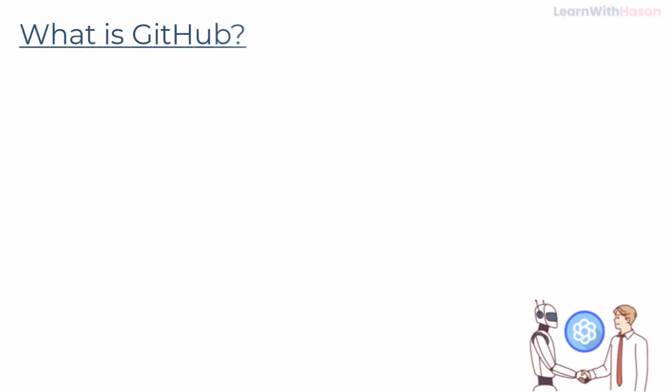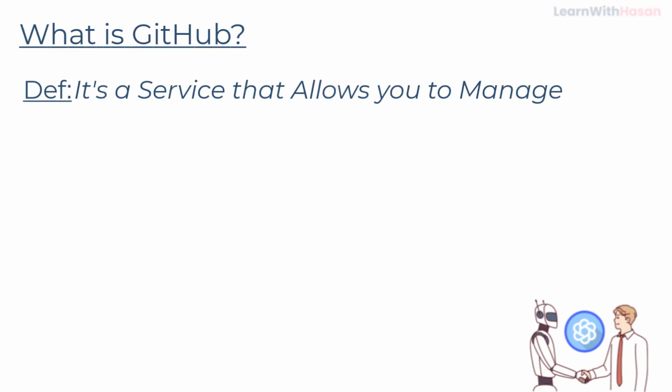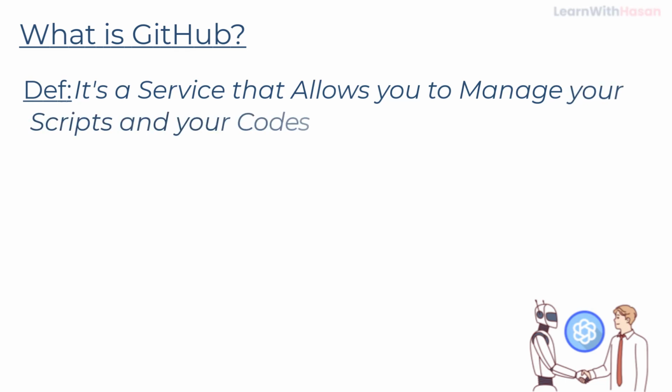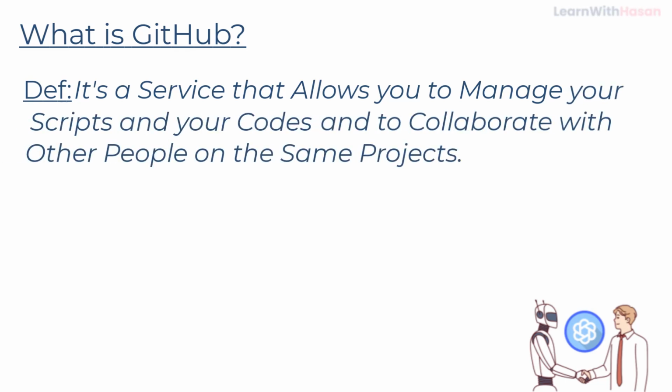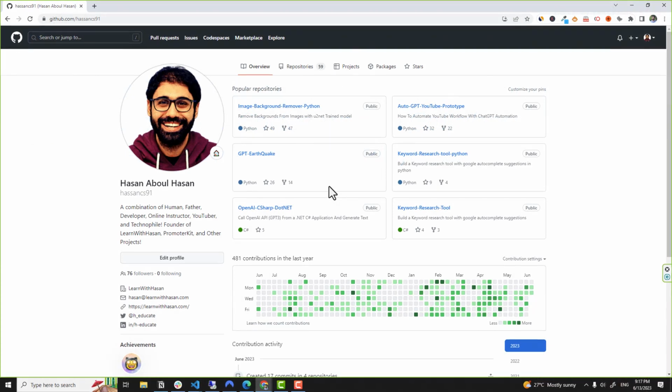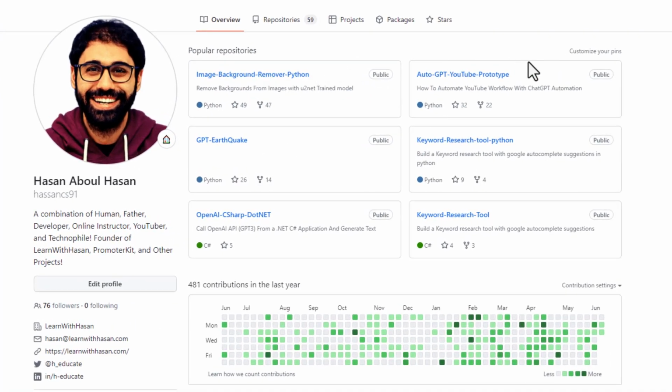What is GitHub? Simply, it's a service that allows you to manage your scripts and your code and to collaborate with other people on the same projects. For example, this is my profile. I created a lot of projects and pushed them to GitHub, uploaded them to GitHub.